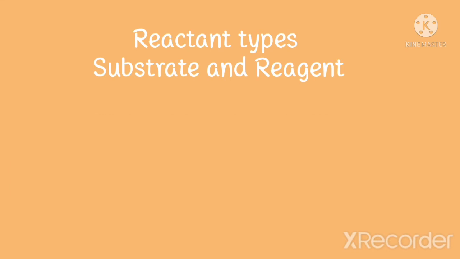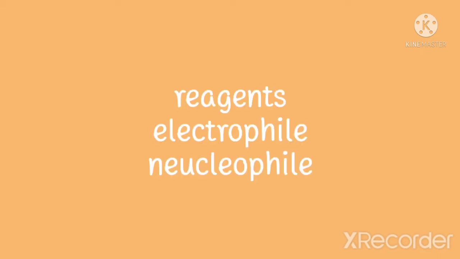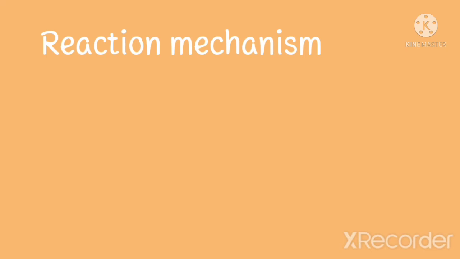There is a need to understand what a reagent is. Reagent is the main part of this reaction. There are two types of reagents. One is electrophile and another is nucleophile. I will explain electrophile and nucleophile in my future videos. Here we are focusing on reaction mechanism. So now the basics are clear about reactants and products. So we are ready to understand reaction mechanism.